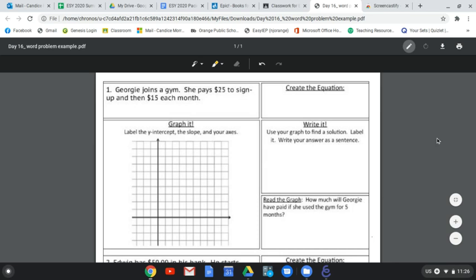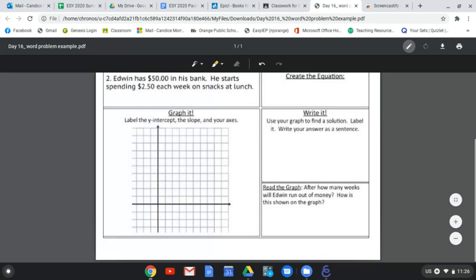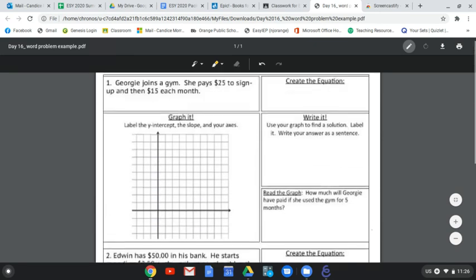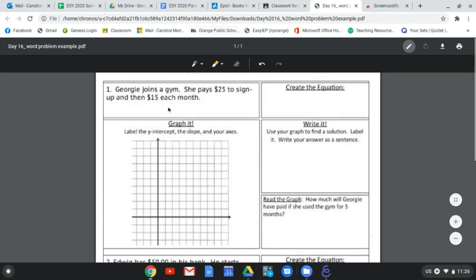All right, so it says create an equation first, then you're going to write it, and then you're going to read the graph, how much will he have. So this is where your answer goes here. First we're going to read the problem for number 1, create the equation, then write it. So label the graph, and then you're going to read it and answer it here. And we have 2 problems to do right now as examples for all of you. All right, so here we go.